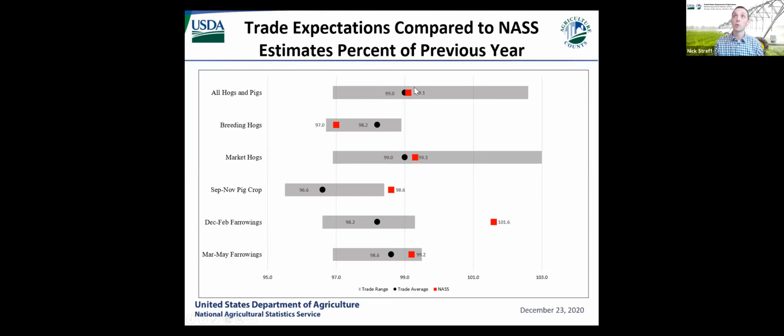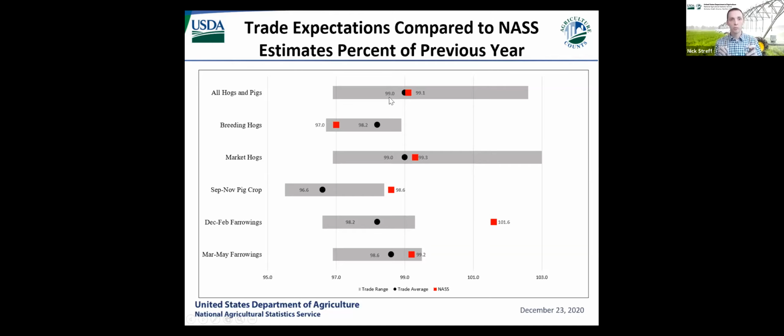And you can see this is for December, that the trade range was from either 97% all the way up to 102%, almost 103. The trade guess was 99% and NASS came in at 91% of previous year. And you can see NASS was right on when it came to what trade expected.